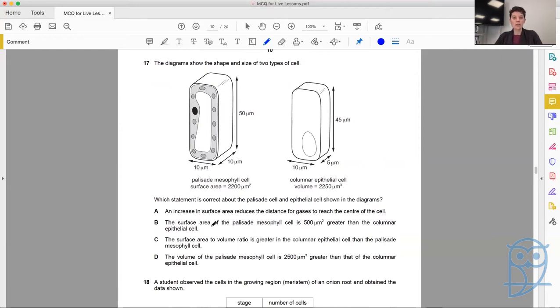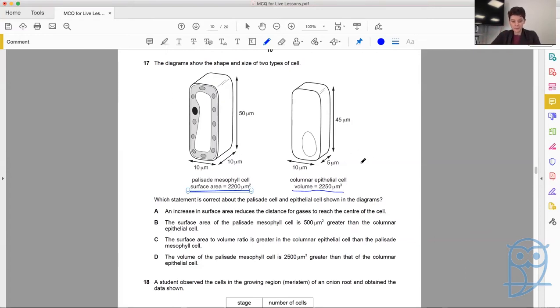So the diagrams show the shape and size of two types of cell. We have a palisade mesophyll cell and a columnar epithelial cell. Okay, so the palisade mesophyll is 10 by 10 by 50, with a surface area of 2,200 micrometers squared. The columnar epithelial is 10 by 5 by 45 with a volume of 2,250. The question asks, which statement is correct about the palisade cell and the epithelial cell shown in the diagrams? Okay, so we have the surface area and we have the volume. So we're going somewhere along the lines of surface area and volume and comparison of impacts of these.